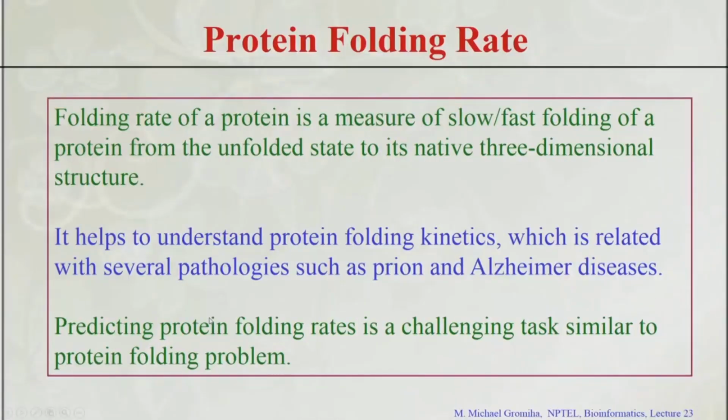And predicting the folding rate is also a challenging task, similar to the protein folding problem. What is the protein folding problem? Finding the native conformation of a protein from its sequence, which is still a challenge. So, the folding rate is also important to see how a protein can fold from the unfolded state to the folded state with regard to time.